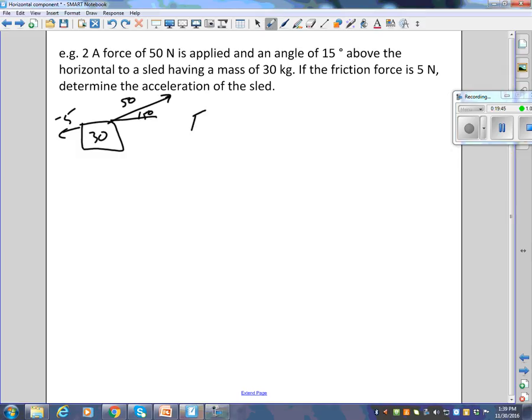Okay, so first step, solve for the horizontal component. FAX is equal to FA cos theta, or 50 times cosine 15. I get 48.3. So of that 50 newtons, 48.3 goes sideways. FA cos theta.